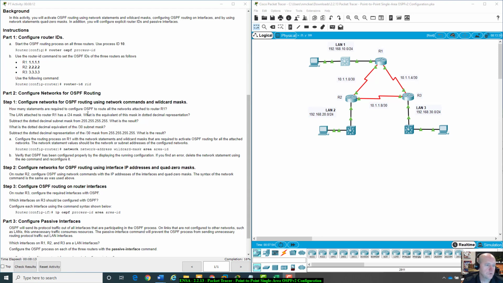All right, so the first question is, how many statements are required to configure OSPF to route all the networks attached to router R1? So right here, we're going to need to enter a command for each of these 2 WAN links, which are serial links, and then this one, a LAN connection. So it'll be 3 total.